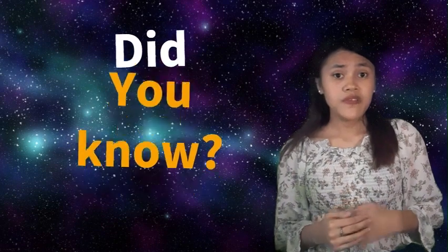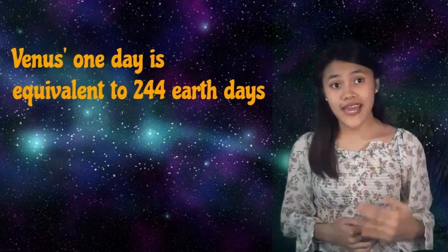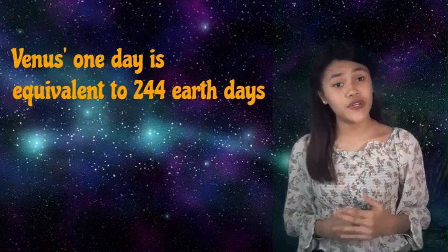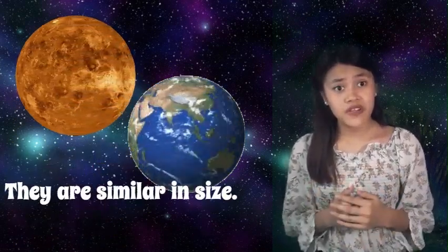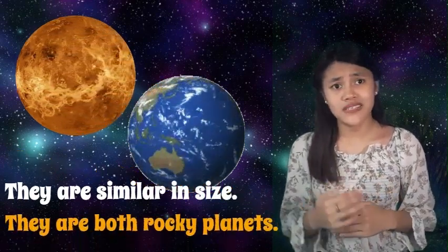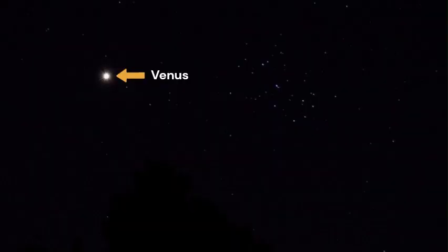Like Mercury, Venus also doesn't have any moons. One day on Venus is equivalent to 244 Earth days. And talking about Earth, Venus is known as Earth's twin planet. The reason for that is that they are very similar in size, and what's most interesting is that they are both rocky planets. And this is cool: Venus is the closest planet to the Earth. It is the easiest planet to see in the sky. You don't even need a telescope to see it. How cool is that?